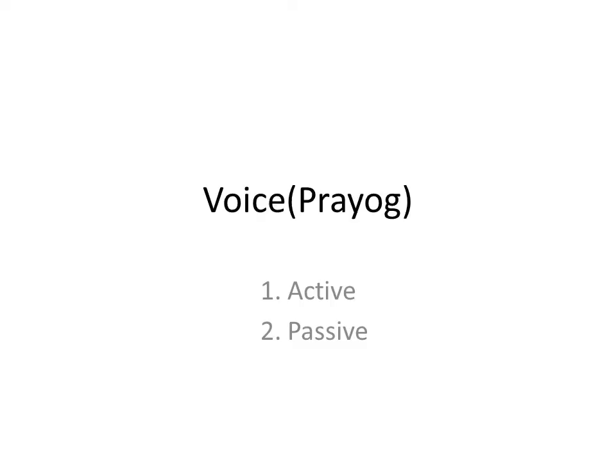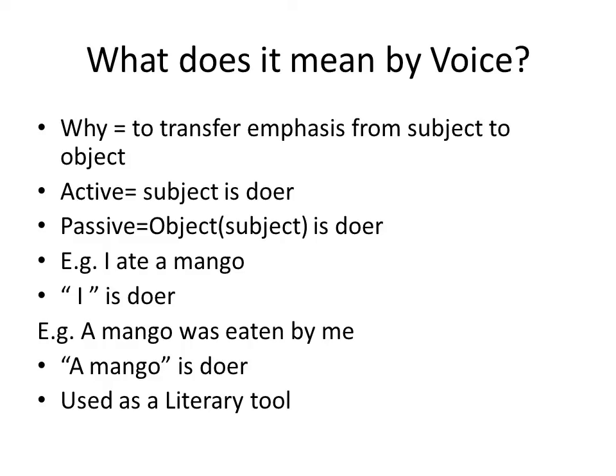Today we are going to see a grammar chapter. It is one of the important chapters in English grammar. So today's chapter is voice. It is called Prayog in Marathi. There are two types of voice, active and passive, as we know because we have been studying it from 5th standard. Now let's see what is meant by voice, or before that, why to use the voice.